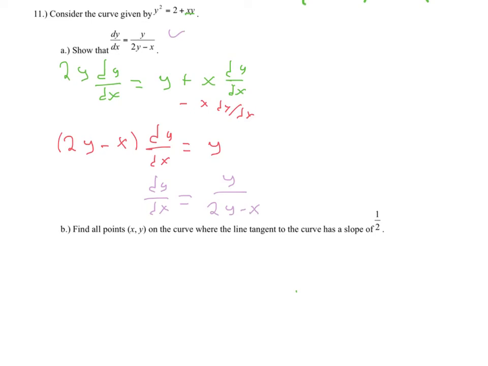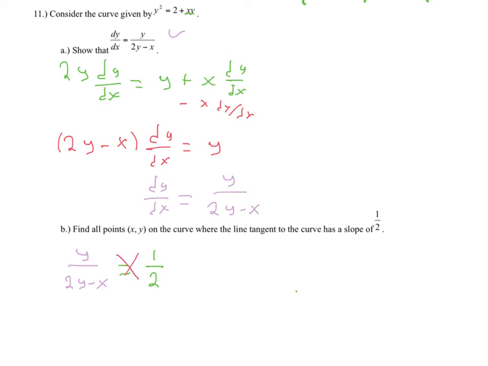To find all points on the curve where the tangent line has a slope of 1/2, we just found an equation for the slope. Our equation for the slope is y over 2y minus x. And we want to know, when will that slope be equal to 1/2? You could just look at this and say that if x was equal to 0, then y divided by 2y is 1/2, and that would be absolutely correct.